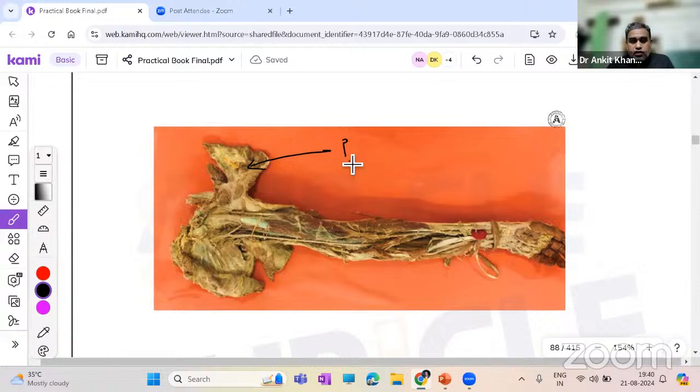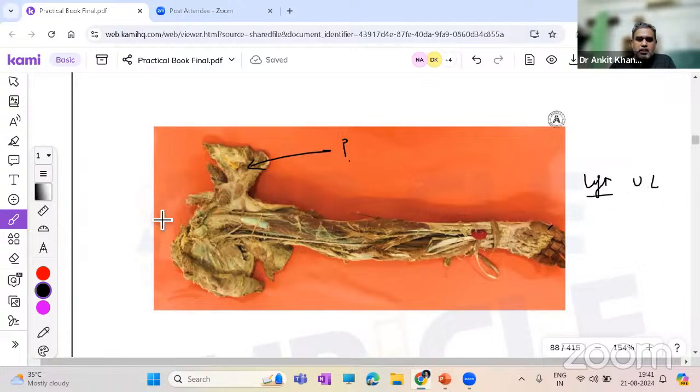First of all, when you look at this dissected specimen, confirm that it is the upper limb, not the lower limb. You'll see the fingers and the size, and okay, it is the upper limb. Then see which side of the upper limb it is. Is it right or left? You can simply look at the thumb. So you can see this is the left upper limb over here.